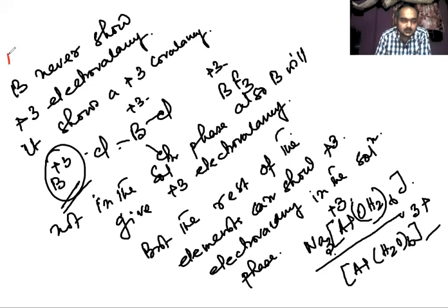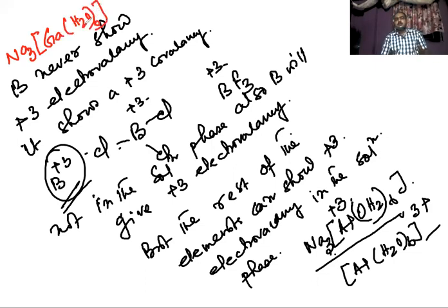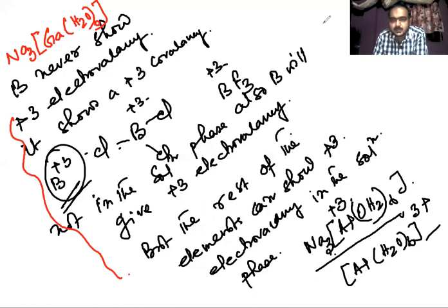You can see Na3Ga(H2O)6. So the tendency to form electrovalencies in the solution phase increases while going from top to bottom. This is the tendency of oxidation number. Now we can move on. So we have covered oxidation number.